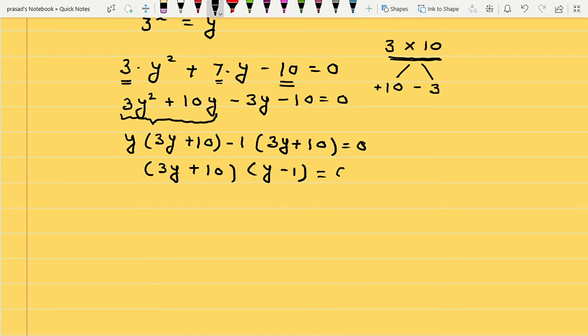So equating each factor to 0, 3y plus 10 equal to 0, that gives y is equal to negative 10 upon 3. Now put back for y. Y is 3 to power x.